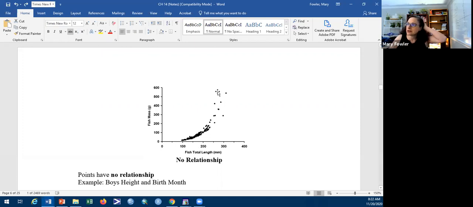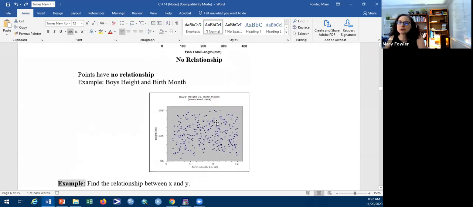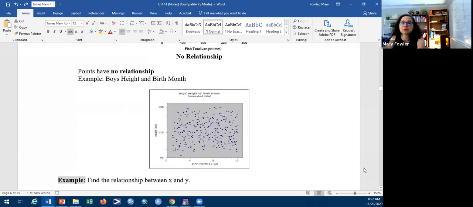And so this doesn't grow linearly, but it does increase more quickly than a linear relationship. A linear relationship might extend out in a straight line from the smallest, but you see that these fishes are getting heavier faster than they're getting longer. Okay, so here's an example of two variables that have no relationship. If you look at boys' heights and the birth month that they were born in, you might not see very much relationship.